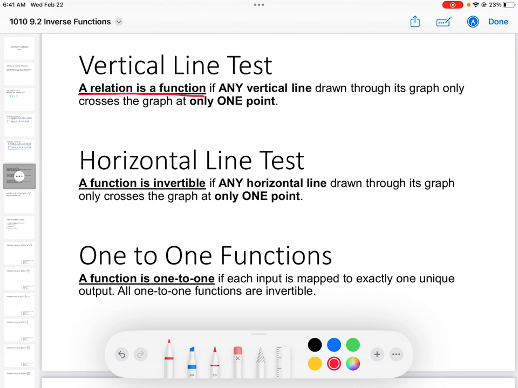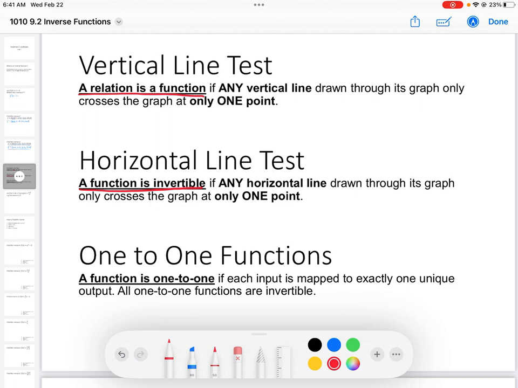And then an inverse will be a function, or in other words, we'll say that the original function is invertible if any horizontal line drawn through the graph only crosses the graph at one point. Because the horizontal line will tell you how many inputs are associated with an output. And then if you switch the inputs and outputs, then essentially that means that the function will be invertible, or that the inverse of the function will also be a function.